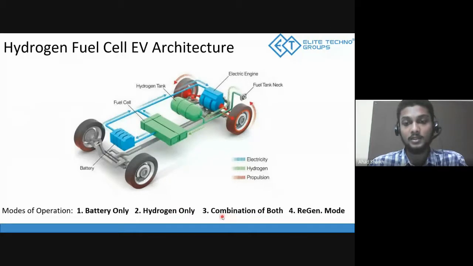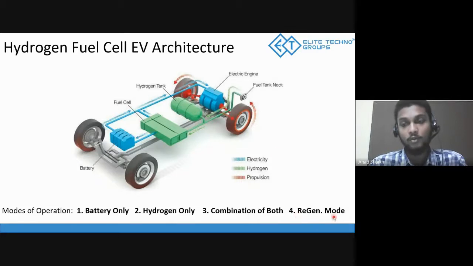And the third mode is a combination of both, which we discussed earlier, that when we are cruising and running the vehicle at a high speed, or it's climbing a hill or something, at that stage it requires a good amount of power. So we have to turn on both the battery and the fuel cell power to be delivered at the motor. So that's the third mode.